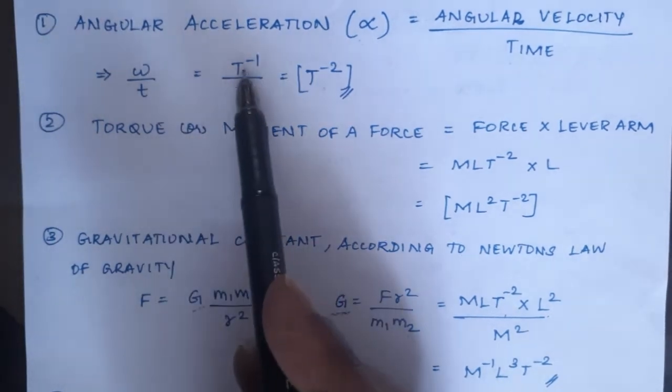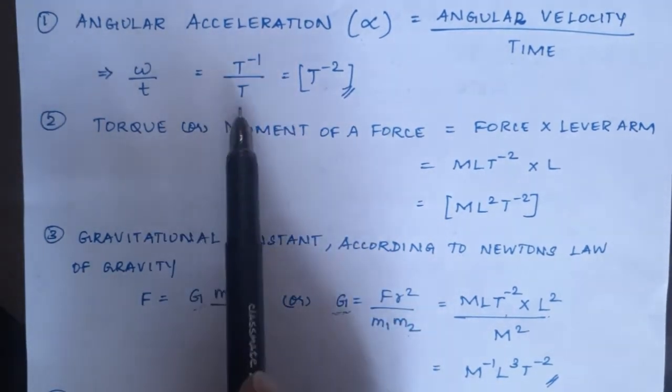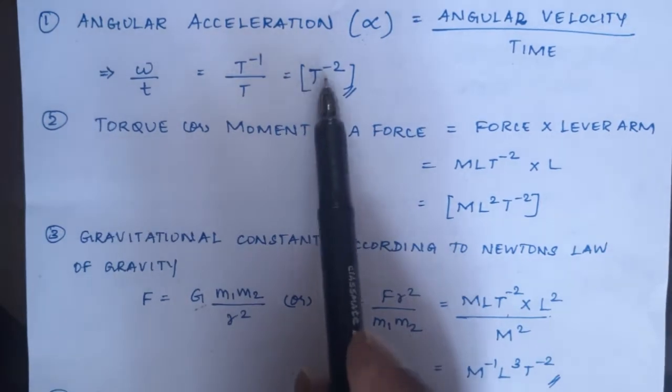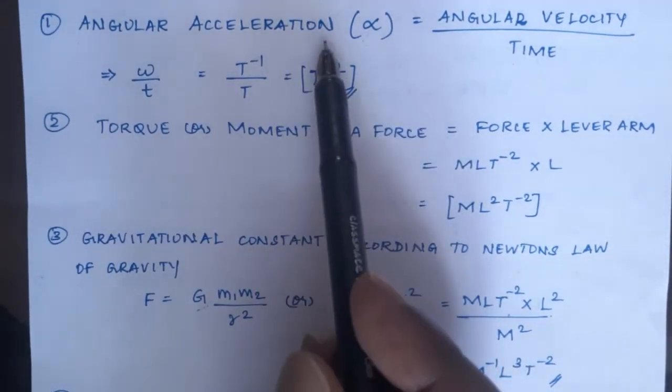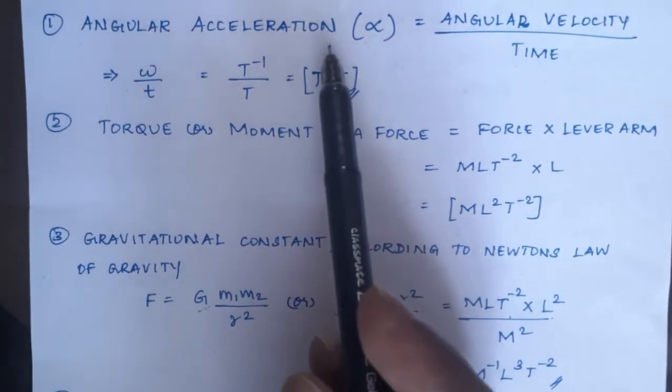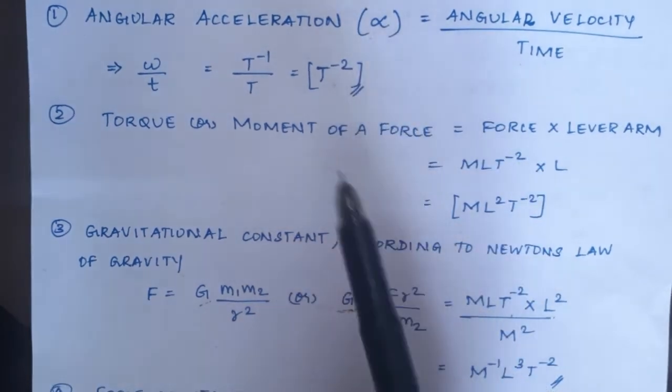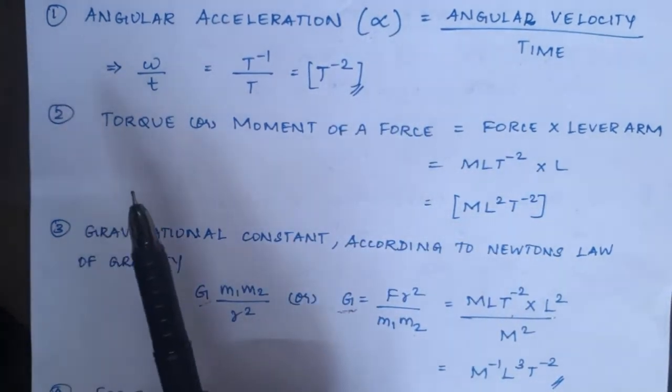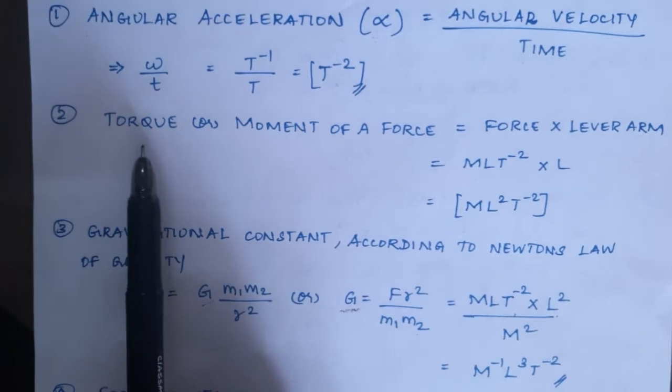Omega we already arrived at, T power minus 1. And again, in the denominator it is T. So, T to the power minus 2 is the dimensional formula for angular acceleration. Symbol is alpha. Then we will go for another example, which is torque.